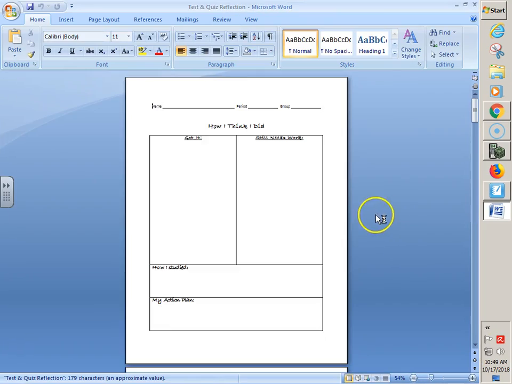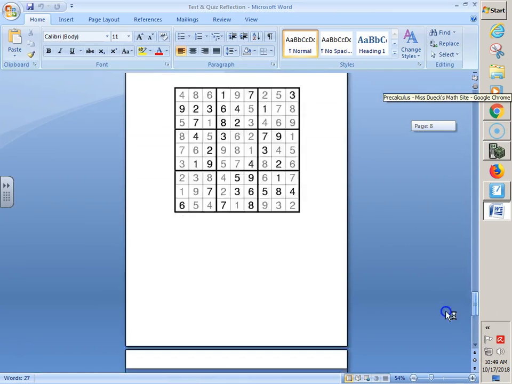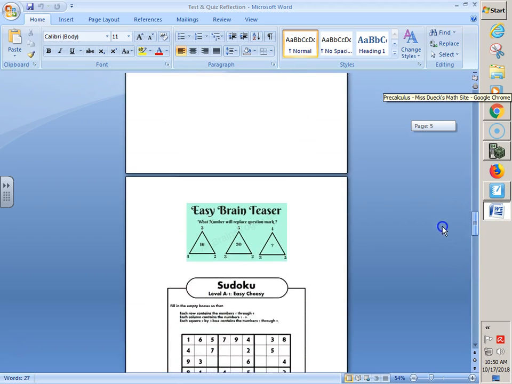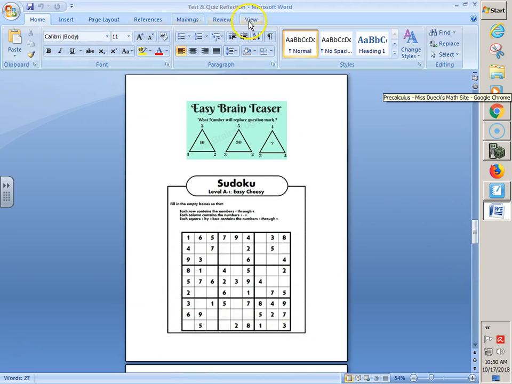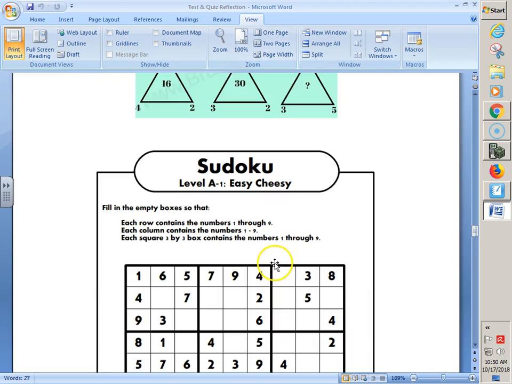All right, hold on. You might see more this year, and right now you have 2 different ones. Oh my goodness, you guys see the answer keys? I went really fast. View page width.